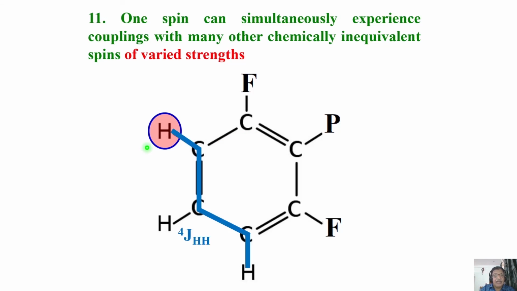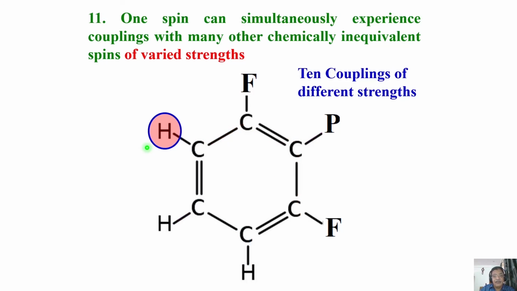I will again show you one by one. Remember, 1 bond, 2 bond, 3 bonds, 4 bond, 4 bond, 5 bond, this 3 bond, this one: 10 couplings you can get. Maybe I would have missed one or two if I look carefully. But remember, my idea was to tell you that one spin can simultaneously experience coupling with many other chemically inequivalent spins.